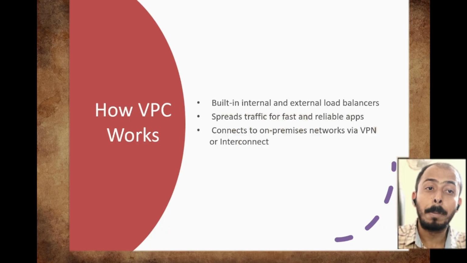So now here's the cool part. Your VPC can also connect to your office network or data center using Cloud VPN or Cloud Interconnect. So whether your data is on premises or in the cloud, everything can talk together like one big network.